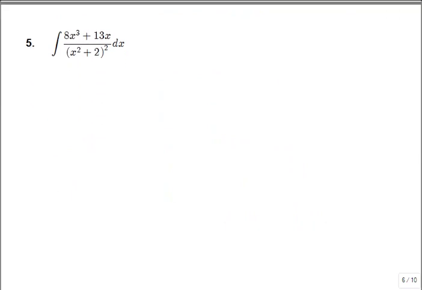Okay, on the next example here, we've got 8x cubed plus 13x over x squared plus 2 quantity squared. Checking the degrees really fast, we've got a cubic on top, and an x squared squared would be an x to the 4th. So this is reduced. The degree on top is smaller. So we're ready to go ahead and jump in.